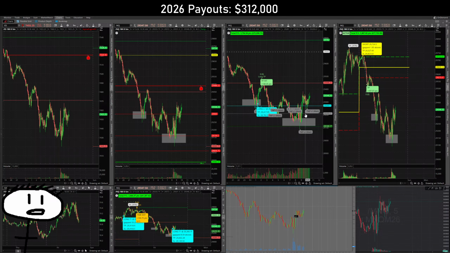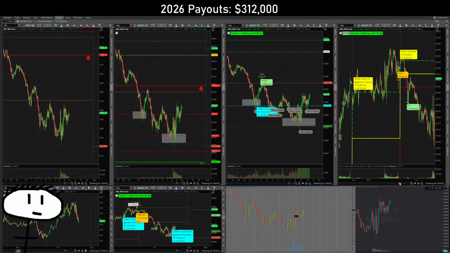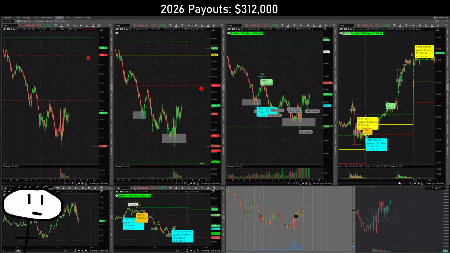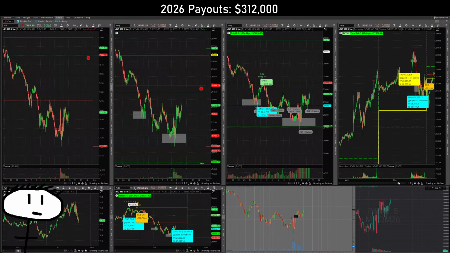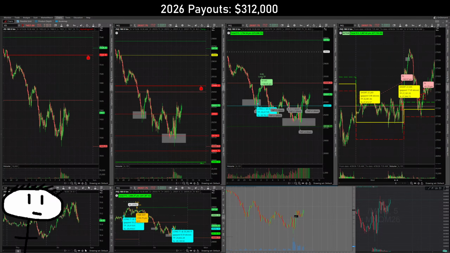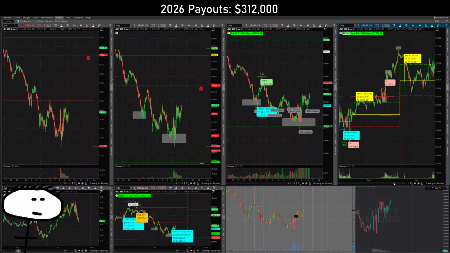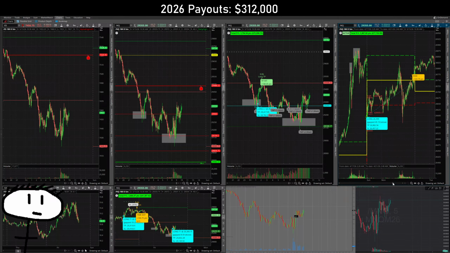Do you make more money during Asia or New York session? I think New York. In Asia, there's not a lot of opportunities. I guess some of these are in Asia. This model has the most Asia trades. All my other ones are not built for Asia trades.